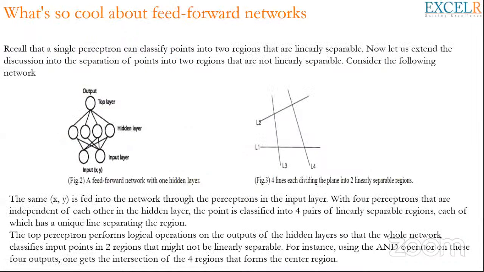Now, what is so special about this neural network, the feed forward neural network? Let us say I have data like this, two classes.